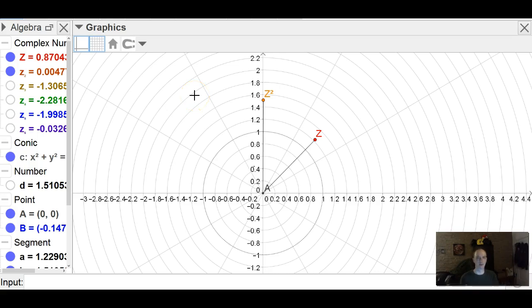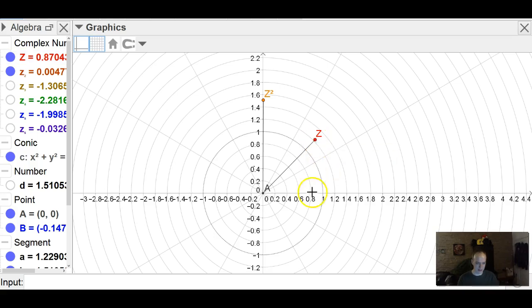The key discovery, the key thing that makes this work, is the realization that powers in the complex plane do two things. They expand the size of the number. When you take a power of a number, it gets larger. In this case, larger means farther from zero. And it creates a rotation.